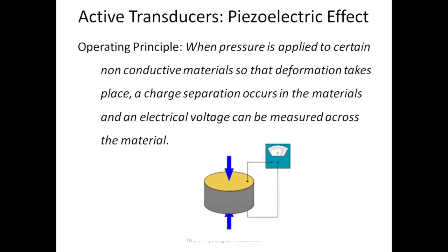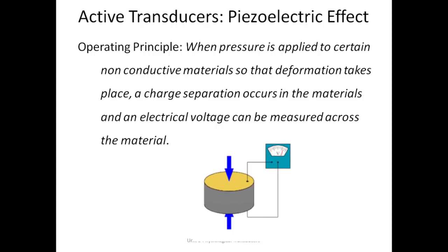Next one is the piezoelectric effect. Now, the piezoelectric operating principle is that whenever a pressure is applied to certain non-conductive materials so that deformation takes place, a charge separation occurs in the material and an electrical voltage can be measured across it. You can see in the figure, the blue arrows indicate some pressure. So if this crystal is a specific type of crystal which exists in nature, and we call it a piezoelectric crystal, when you apply force and that force results in deformation, that deformation gives rise to voltage.